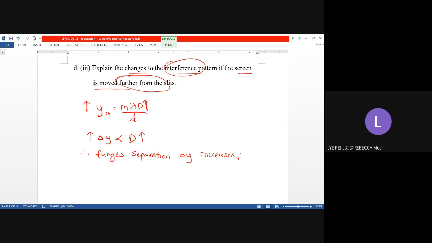So this one is our answer. We can answer by putting the arrow, increasing, directly proportional. If the distance of the double slit from the screen, D, increases, the fringe separation also increases. This one is a concept question. The last question is a concept question.